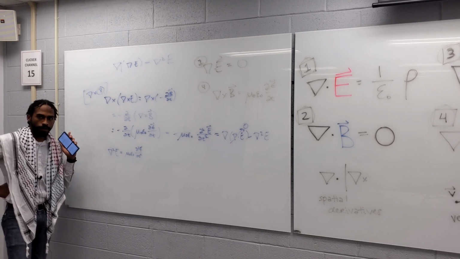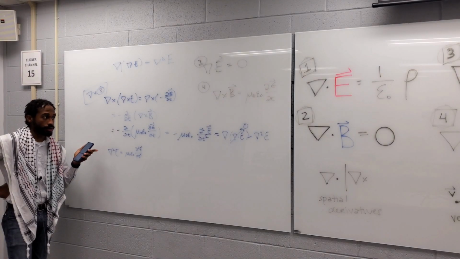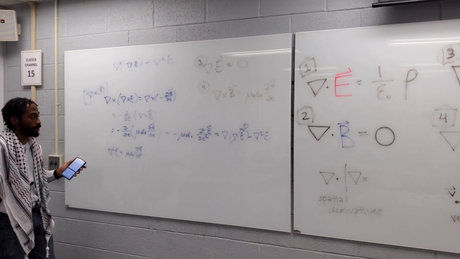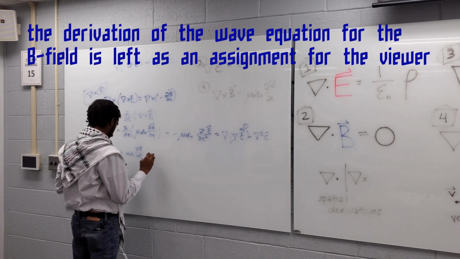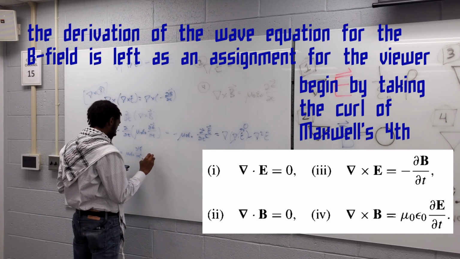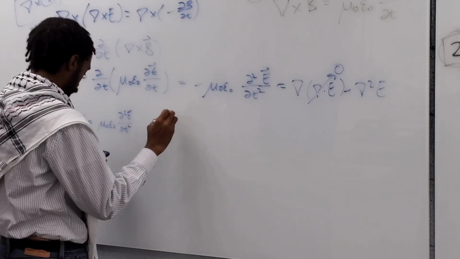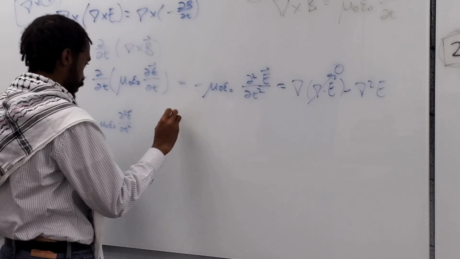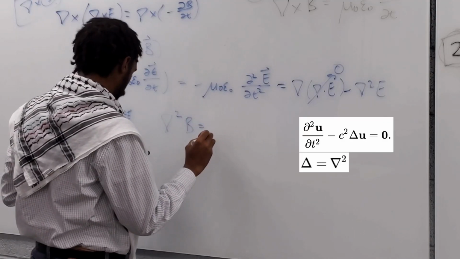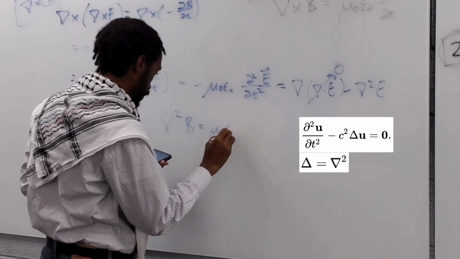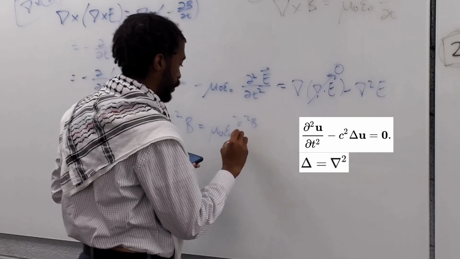To get it for magnets is just as easy. It's the same step, so I'm not even gonna do it again. I'm just gonna write the result. I don't know if this is good or usable. I didn't intend to use this in the video. Del squared B equals mu naught epsilon naught d squared B dt squared.